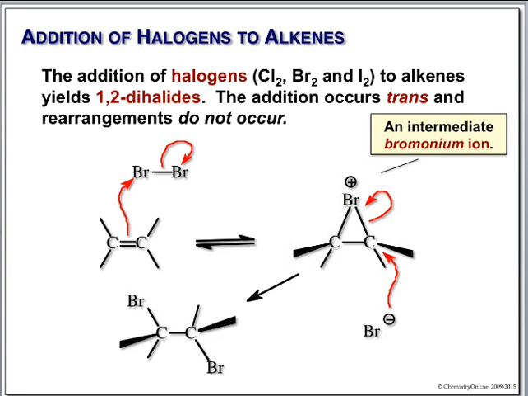When it does, it opens the bromonium ion, and these two bromines necessarily must be on opposite faces of the molecule. So it's a simple steric phenomenon. The bromonium ion is so big that the whole top face is blocked. The only way to get in is through the back. Any questions?